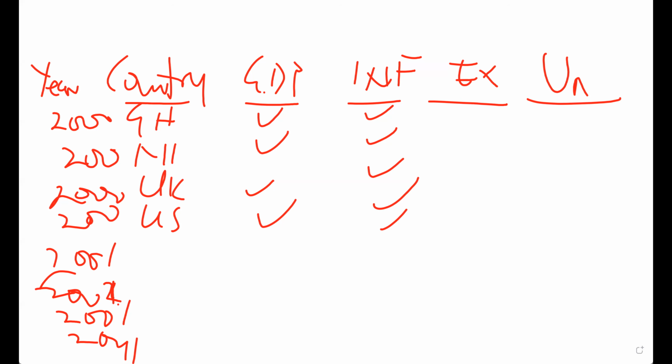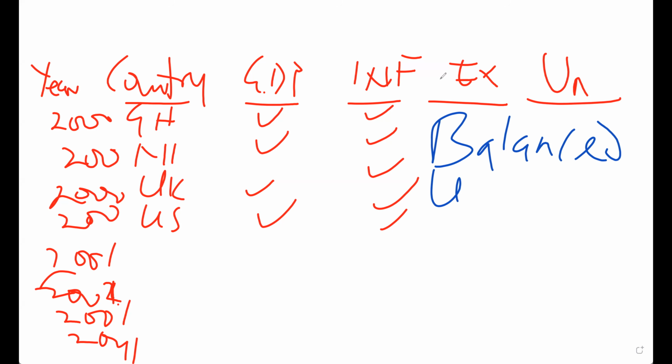But there's a difference. There are two kinds of panel. One is called balanced. The other is unbalanced. Who can tell me the difference between the two? Balanced and unbalanced. What is the difference between the two? So that people like Dennis will be able to get it. What is the difference between a balanced panel data and an unbalanced panel data?